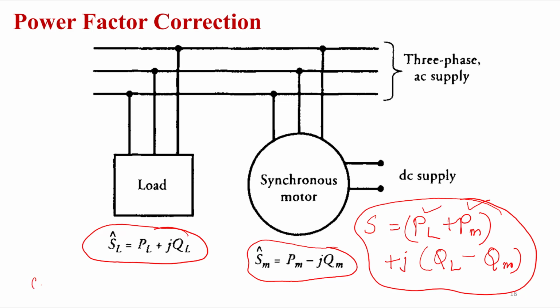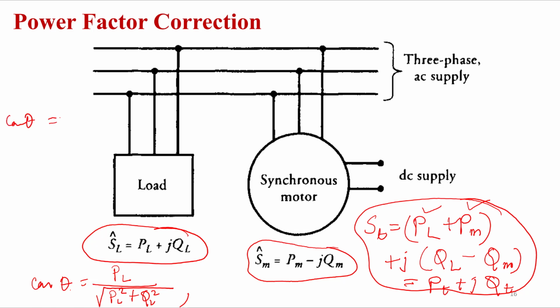So that means your cos theta without synchronous motor will be PL by square root of PL square plus QL square, right? Now if it is, let us say, ST, which is equal to PT plus jQT, so your cos theta will be equal to PT by square root of PT square plus QT square. Okay. So we know QT will reduce somehow because QL will be greater than QT. Now your cos theta will accordingly improve, right?